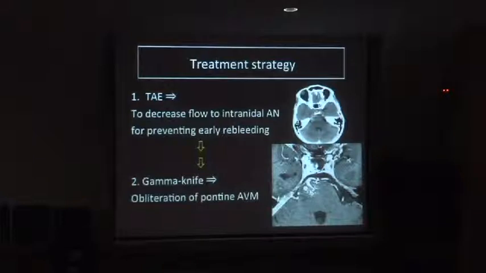So, the treatment strategy I took. First, TAE to decrease the flow to the intranidal aneurysm for preventing early rebleeding. Second, gamma knife therapy to achieve complete obliteration of the pontine AVM.